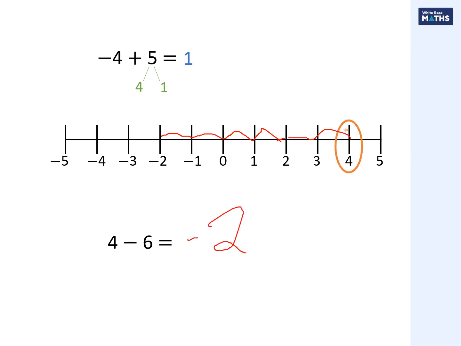Okay, there we go. Okay, so always use a number line if that's going to help you guys in your exam or in your test.